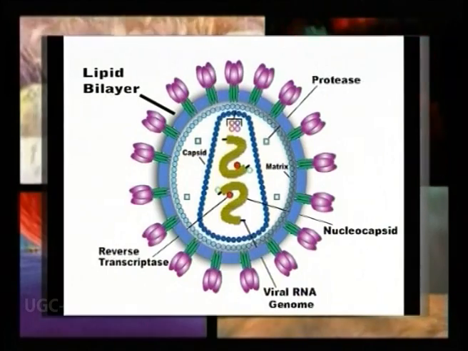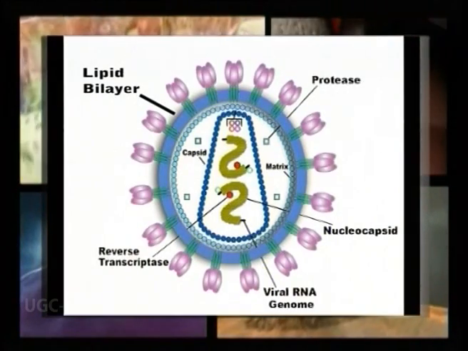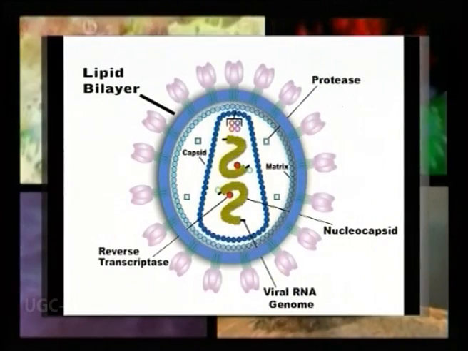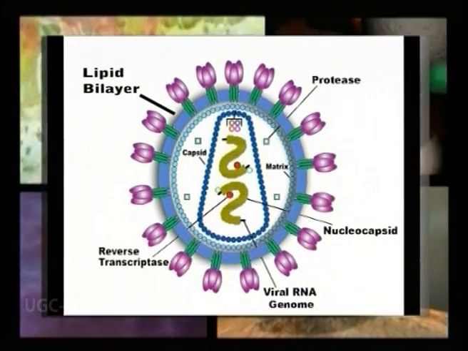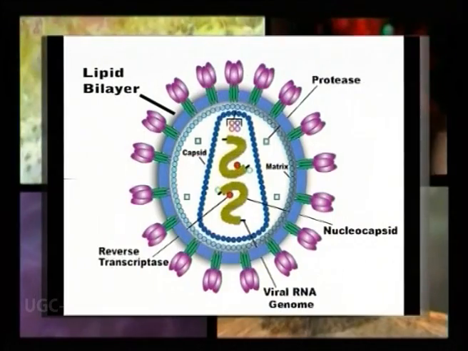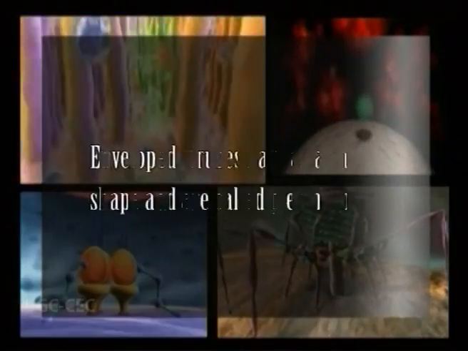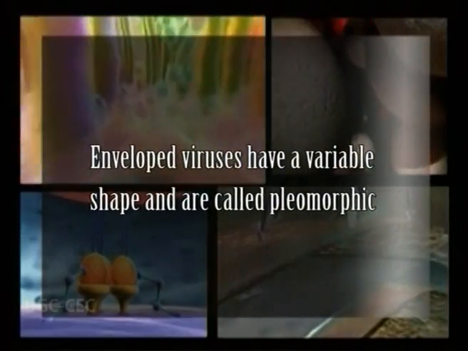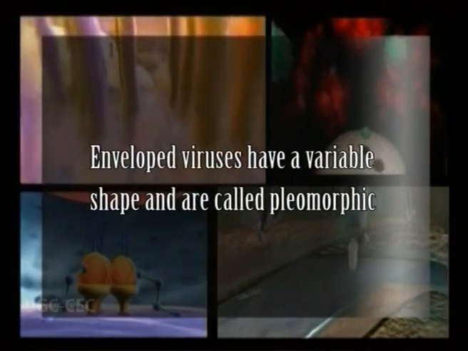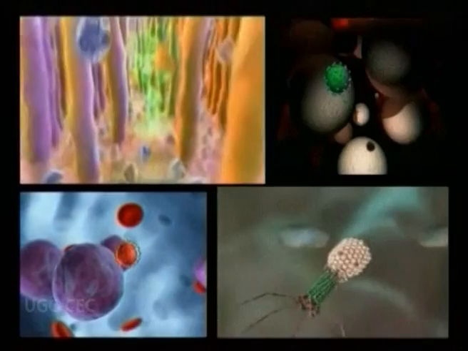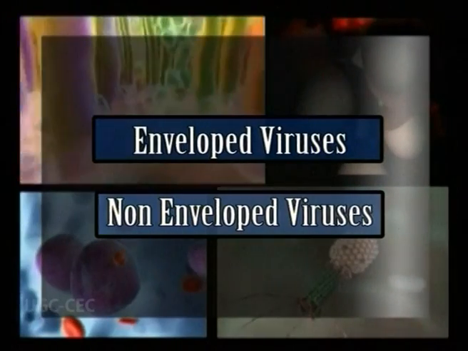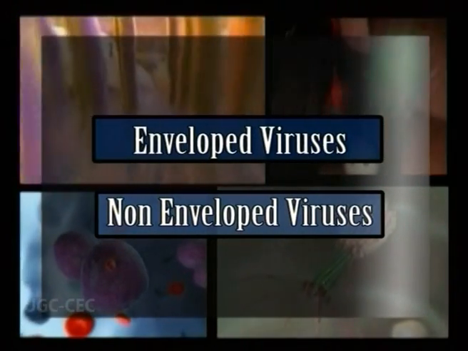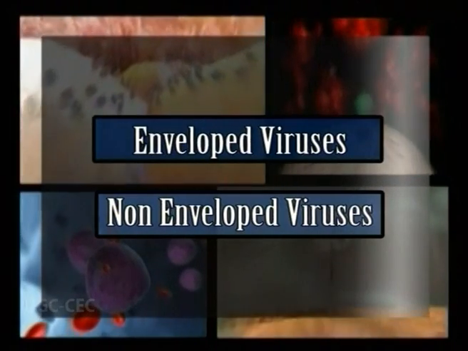The envelope sometimes gives rise to projections which are called spikes or peplomers. These structures help the virus in the attachment with the host cell surface. Besides, they are used as a taxonomic tool in virus classification. Because of the flexible nature of the envelope, enveloped viruses have a variable shape and are called pleomorphic. However, in some viruses, the envelope is firmly attached to the capsid and the viruses have a constant shape. Based on the presence and absence of envelope, the viruses are grouped as enveloped and non-enveloped viruses.